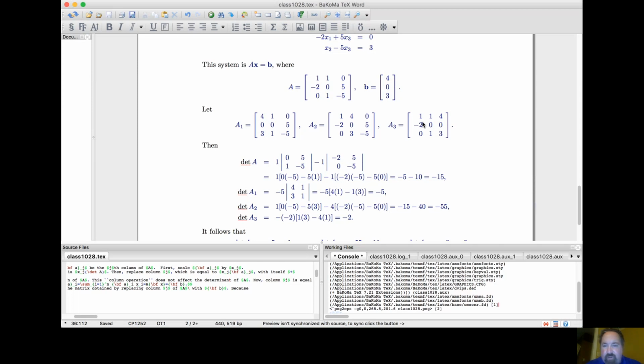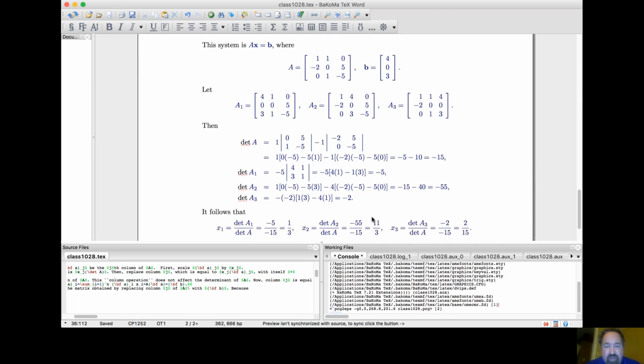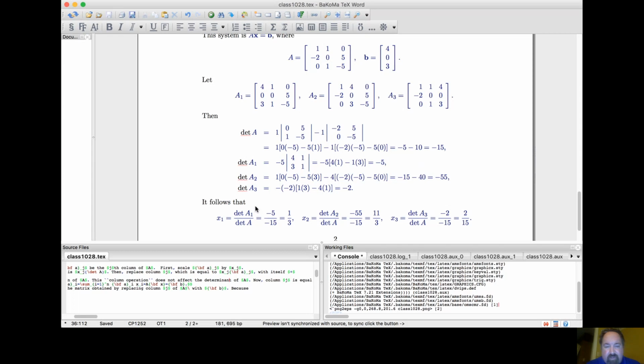And then for A3, cofactor expansion along the second row again. So I have minus a -2 times the determinant of this matrix, 1, 4, 1, 3, that you get by deleting the second row and first column. So now I have all my determinants, A, A1, A2, A3. So now I can work out the three components of x. The determinant of A1 over the determinant of A, the determinant of A2 over the determinant of A, and the determinant of A3 over the determinant of A gives me x1, x2, x3.